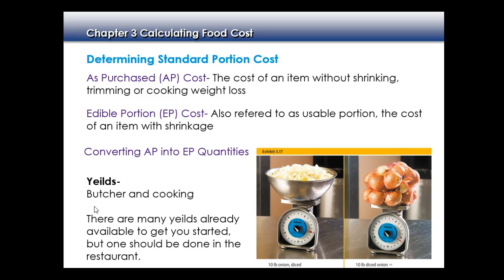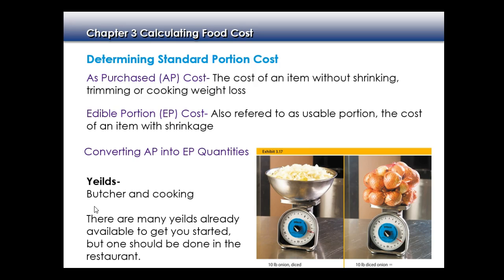So determining the standard portion cost. As we talked about before, there's the AP, as purchased cost. This is the cost of an item without any kind of shrinkage. There's no trimming or cooking weight loss. And then you have your edible portion, which is also referred to as a usable portion. It's the cost of that item with all the trimming and weight loss.